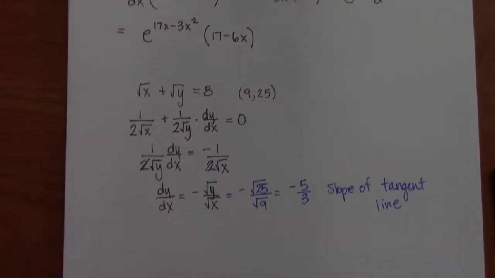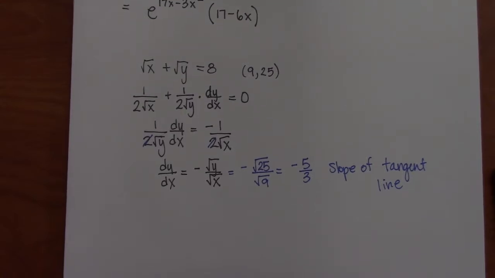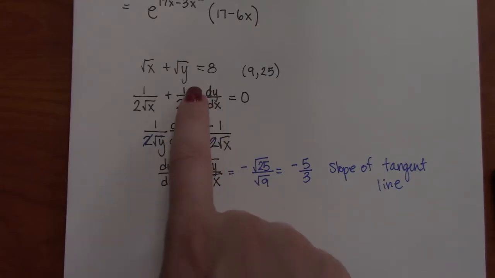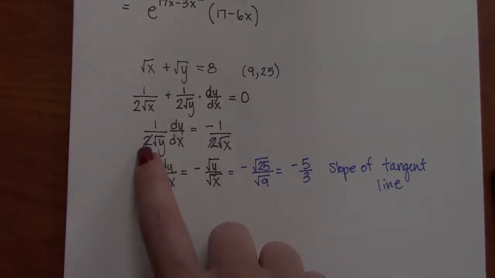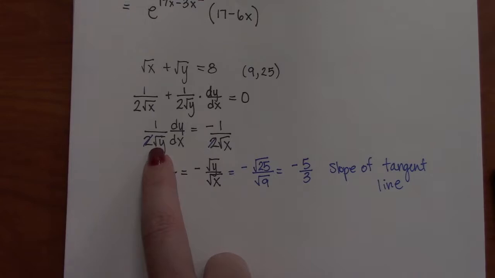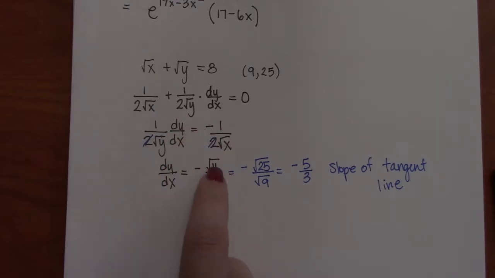When you isolated dy dx, how did you get negative square root of y over square root of x? Well, first I had a 0 over here, and I wanted to get only things with dy dx, because this is just algebra after this. So I wanted to get only things with dy dx on this side of the equation, so I moved this to the other side. So when you subtracted, it became negative. And then when you were down here, we canceled the 2's, so then I multiplied by the square root of y on both sides, and that's how it ended up here. But the negative came from the subtraction in the previous step.